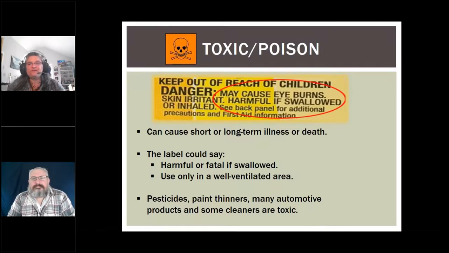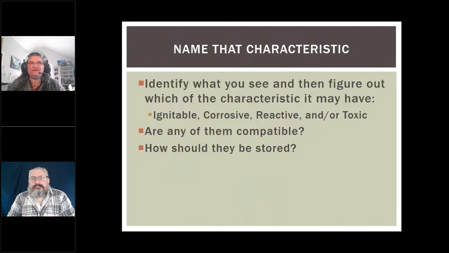But what we're going to do in this activity, which I know it's a little squirrely, is name that characteristic. So basically, you're going to identify what you see in a picture, and you'll get a poll question, and you're going to try to figure out which of the characteristics it may have, and it could have more than one. And then think about how that item might be compatible or not compatible with something else that you might have on your site. And think about how you may want to have this item stored at your site, if it comes in, if you're gifted it.